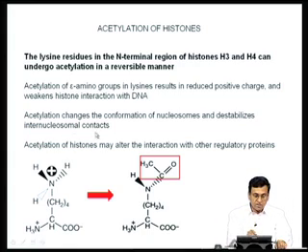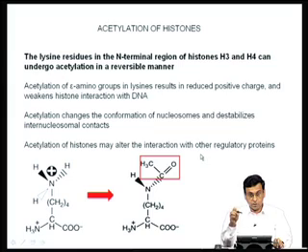So, acetylation changes the conformation of nucleosomes and destabilizes the internucleosomal contacts. And acetylation of histones may also alter interaction with other regulatory proteins. So, these are some of the key observations that came out when people started looking at post-translational modifications of histones and their relevance to gene regulation.